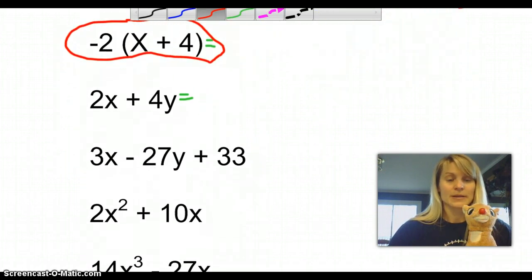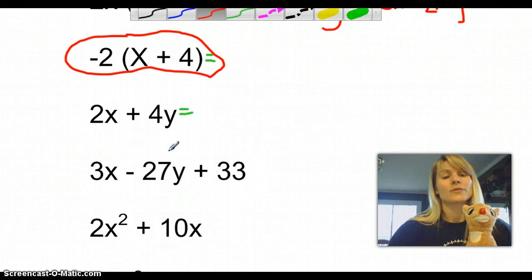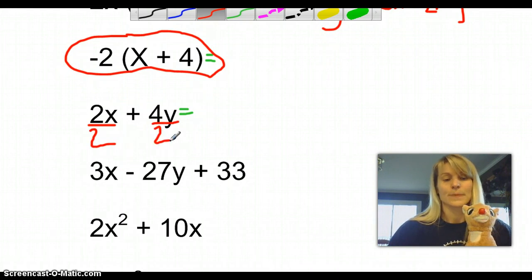Now the next part is taking this and putting it back into the simplified form. And this is what we're going to be doing tomorrow. So if you look at 2x plus 4y, we want to factor this. So in order to factor it, we have to look at what is the GCF of 2x and 4y. So the first thing we want to do is say what will divide into 2x and what will divide into 4y. Well, I know 2 will go into 2, and I know 2 will go into 4.